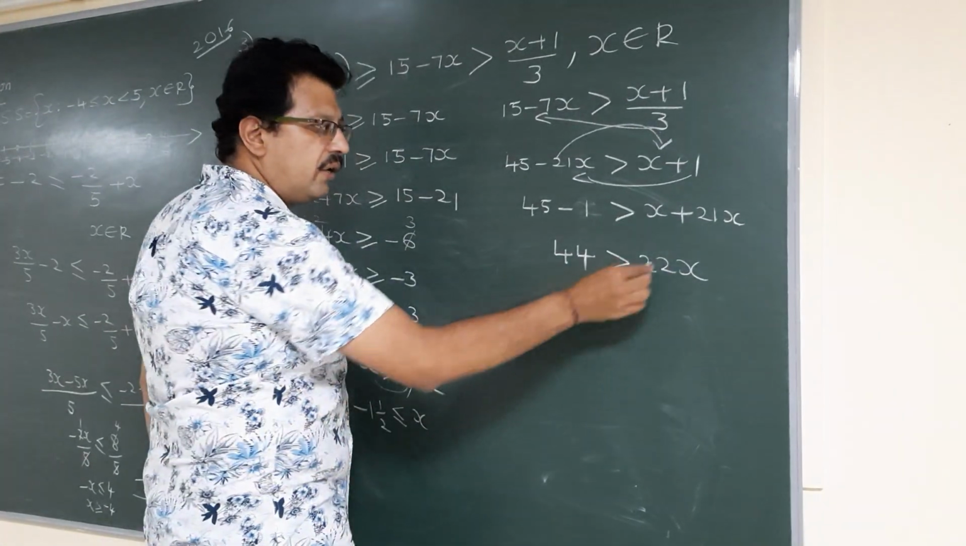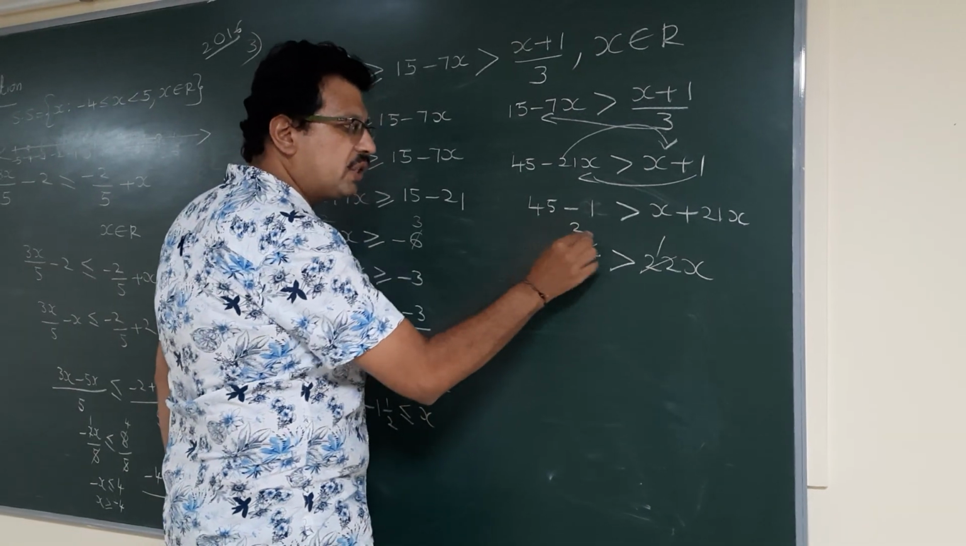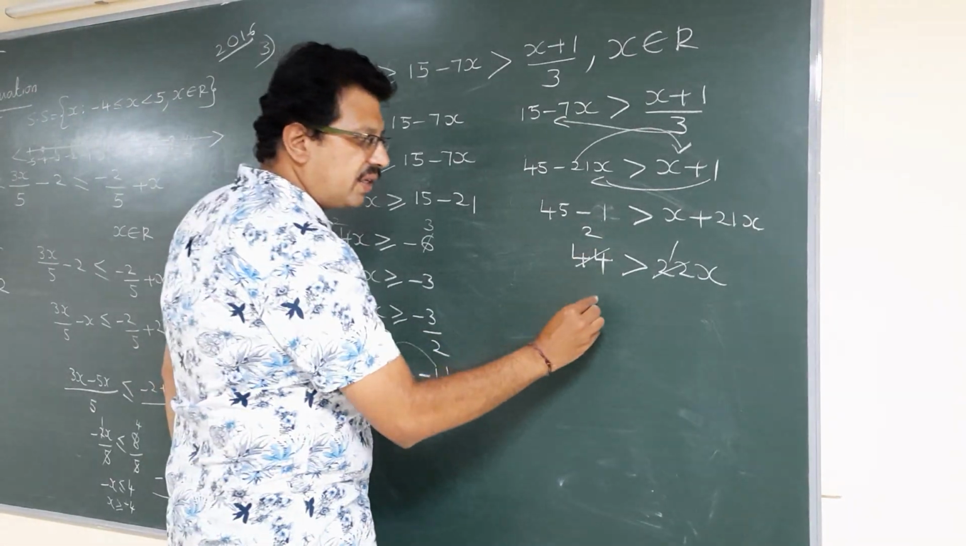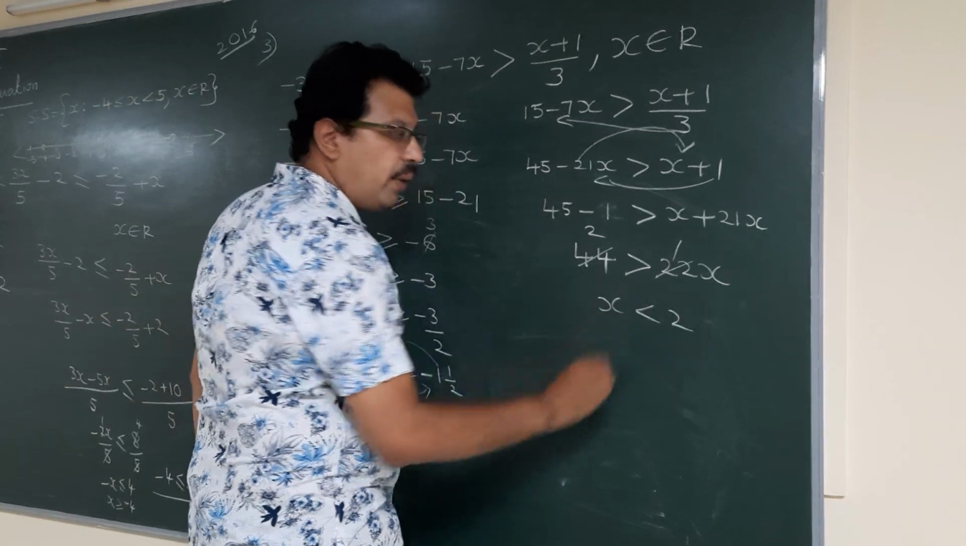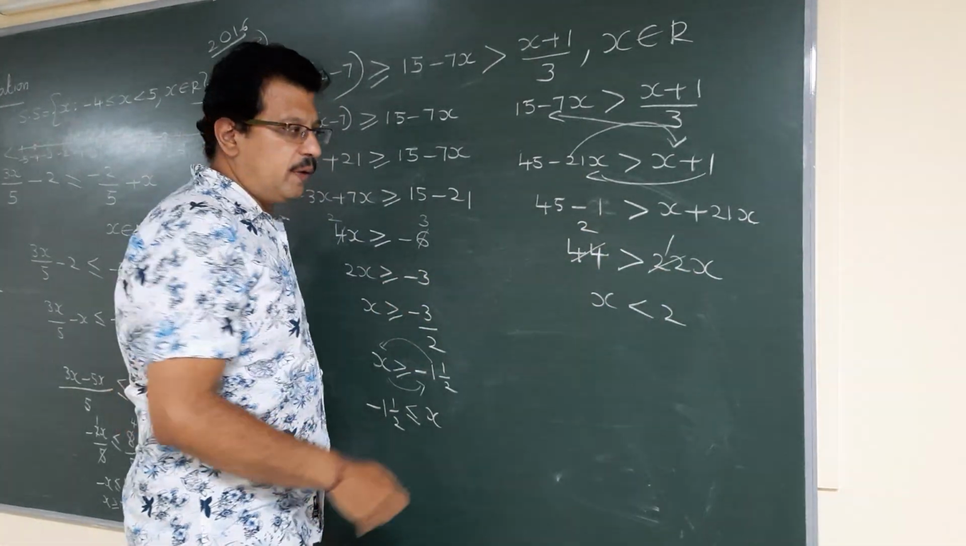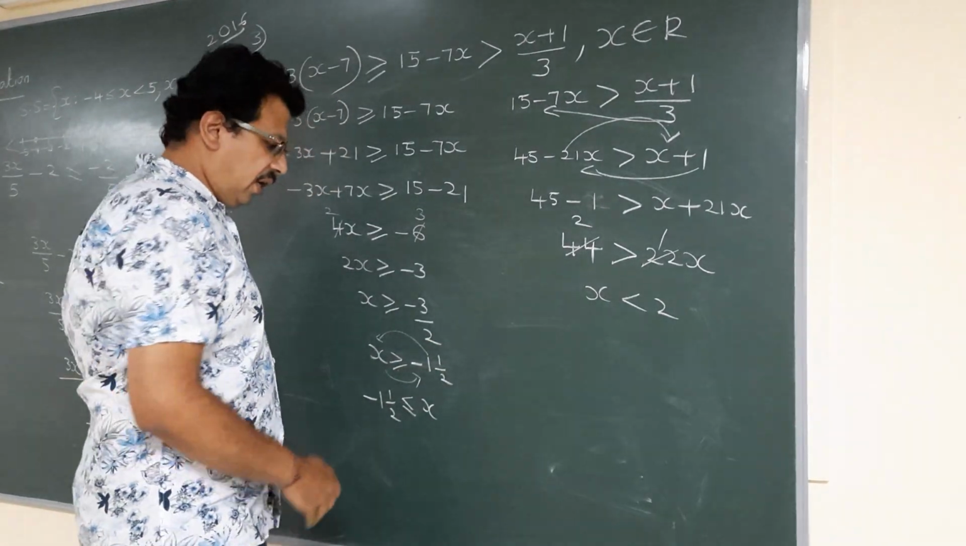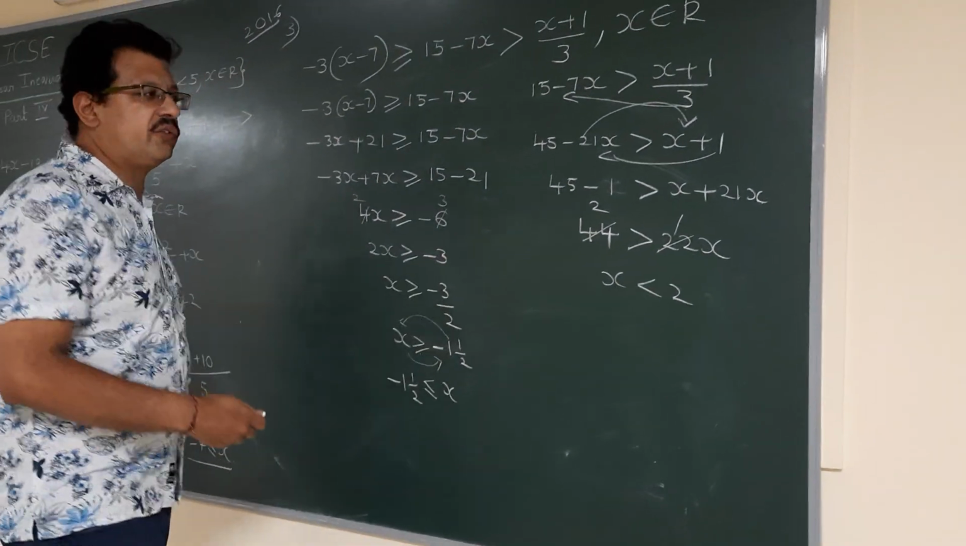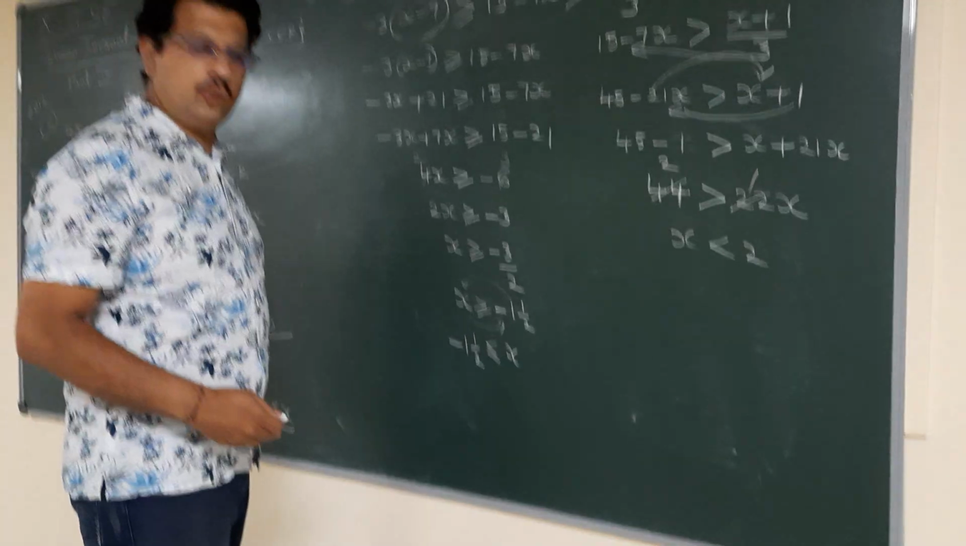So it is going to be 22 ones are 22, 22 twos are 44, and x is less than 2. Why? Because x I have brought to the left side and 2 I have brought to the right side. So x is less than 2. Now we have to combine these two inequations and write the solution set.